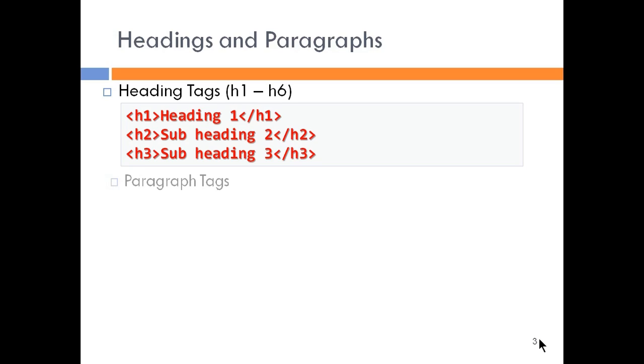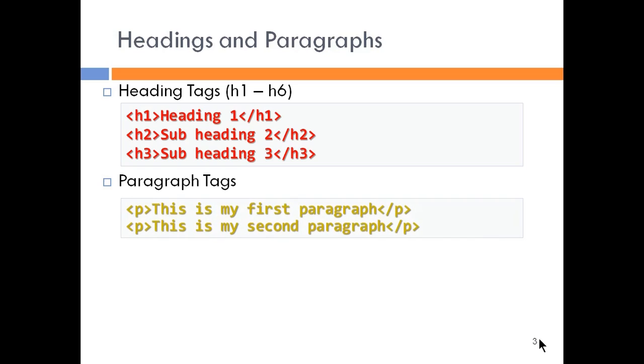Now next, the paragraph tag. The paragraph tags are used to write the paragraph. So here in this example, I have written the p tag. This is my first paragraph, p tag closed, and p tag, this is my second paragraph, p tag closed. So paragraph is used to write sentences or some information or the content of your body.